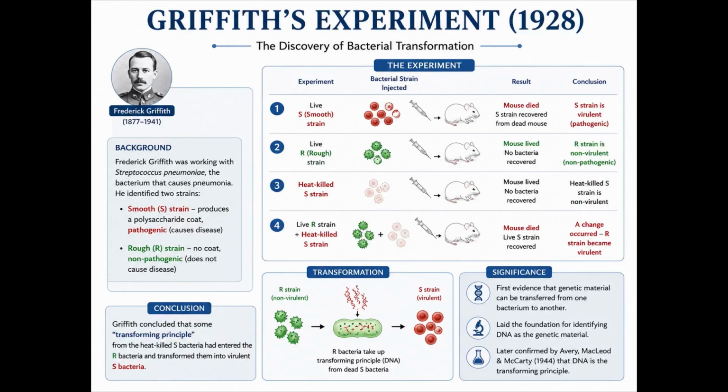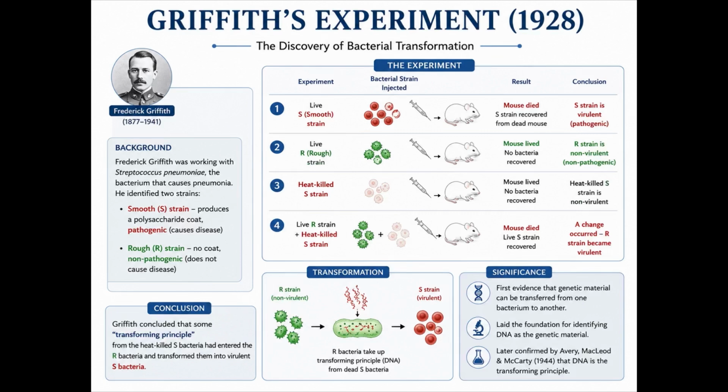So here a change occurred. The R strain, which was live, has now become virulent, that is turned into S strain. So something from the heat-killed S strain has transformed the live R strain into the S strain and it became pathogenic.